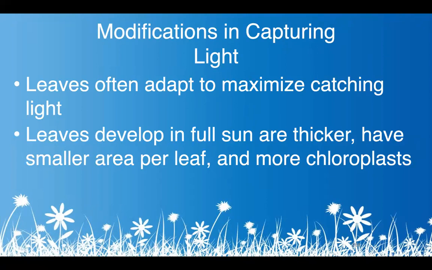Now, leaves are often adapted to maximize catching light. Obviously, if photosynthesis is the main function of plants, then capturing light is going to be a main concern for the evolution of plants. So leaves that develop in full sun are usually thicker, they have a smaller area per leaf, and they have more chloroplasts. So a lot of times, if you want to go buy new plants, if you find leaves that are really thick, like especially rubber plants, those are plants that need full sunlight.